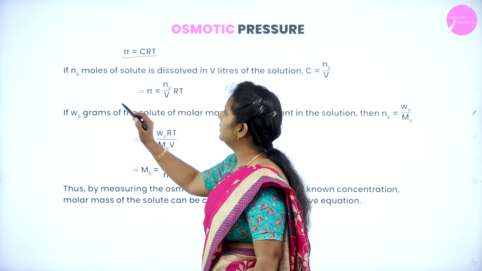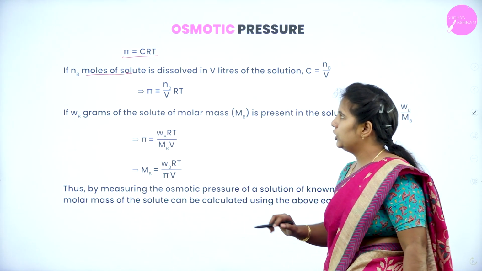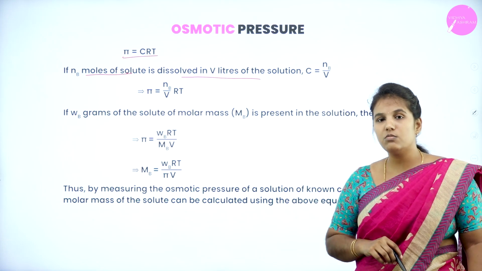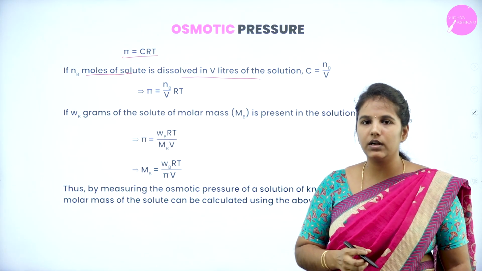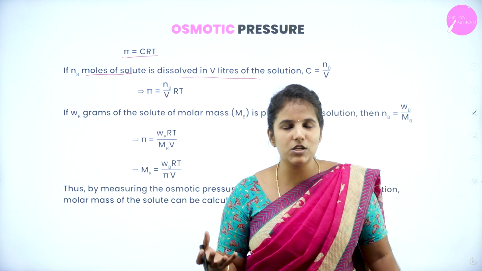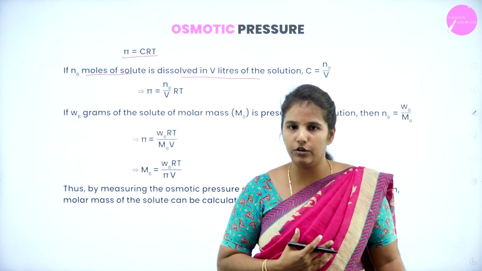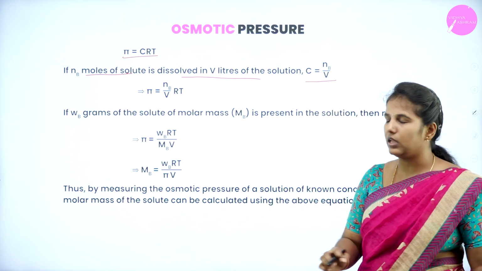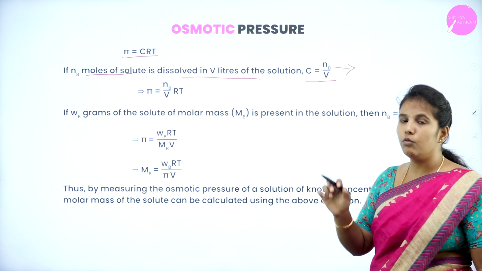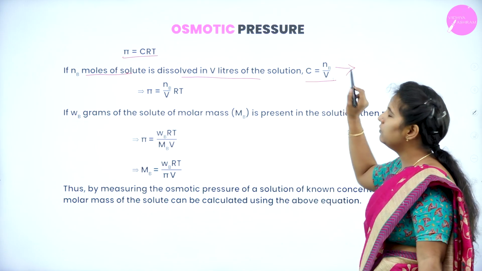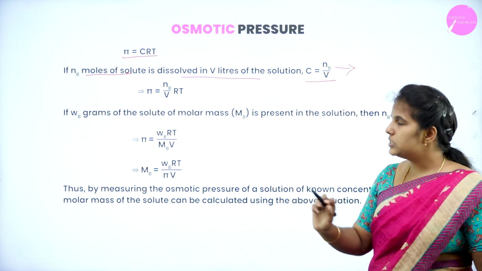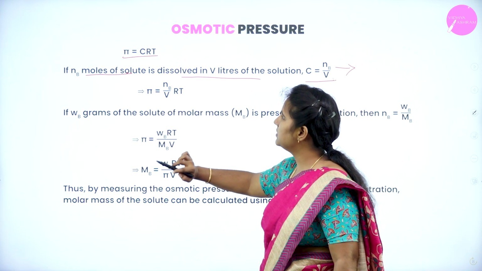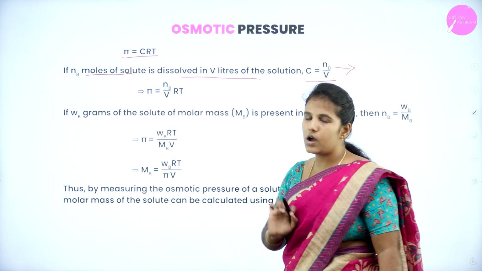Here, nB moles of solute are dissolved in V liters of the solution. What does the molarity say? Molarity is nothing but the number of moles of solute present in a solution divided by the total volume of the solution, right? So that is why I can write C as nB divided by V, where nB is the number of moles of the solute and V is the total volume of the solution. If you substitute the value of C in this equation, you will get osmotic pressure equal to nB divided by V into RT.